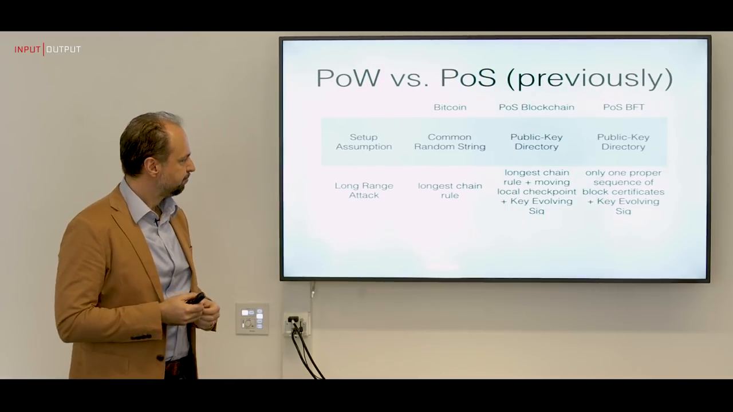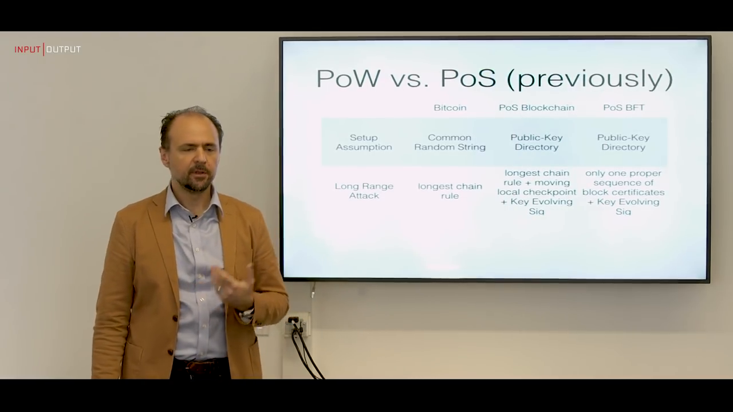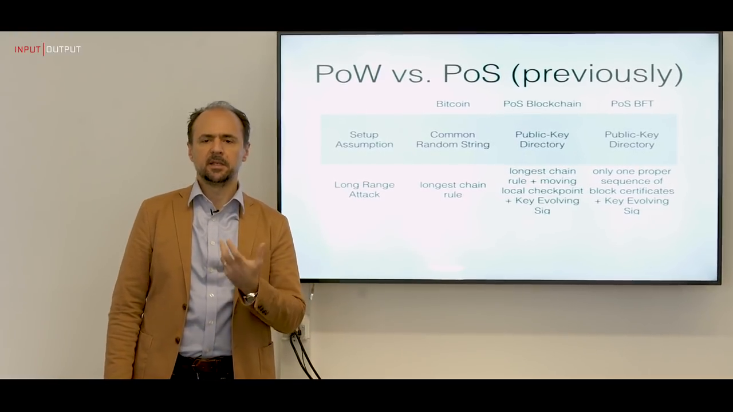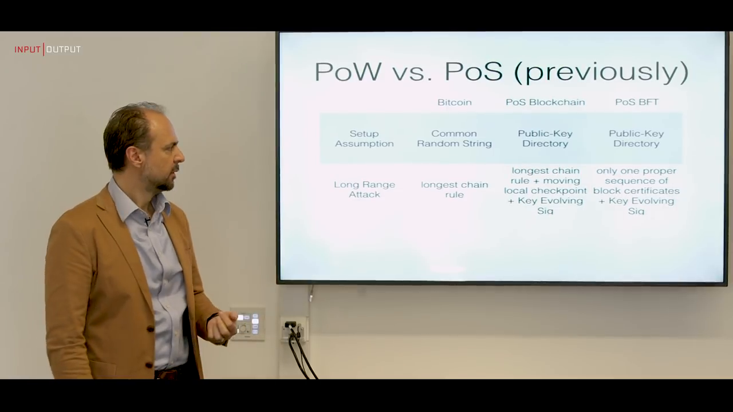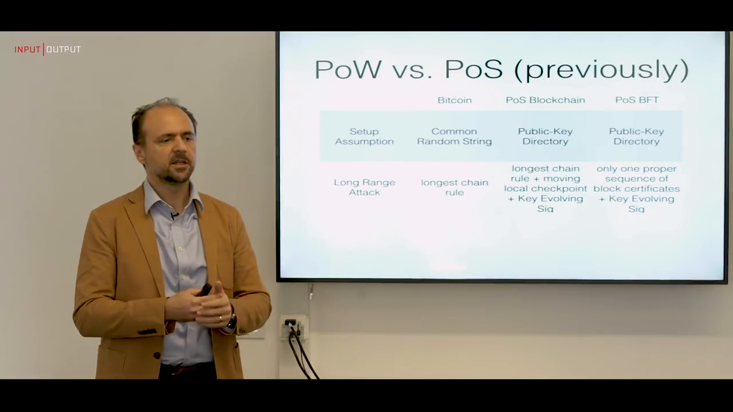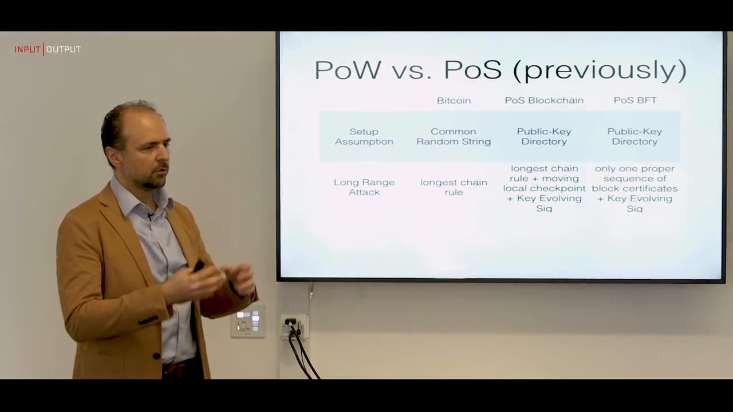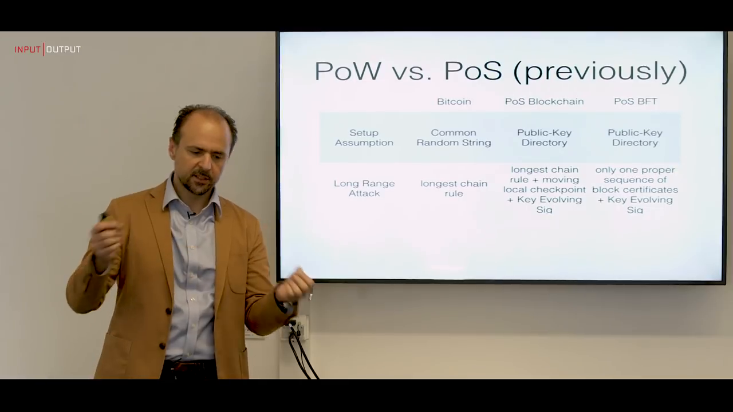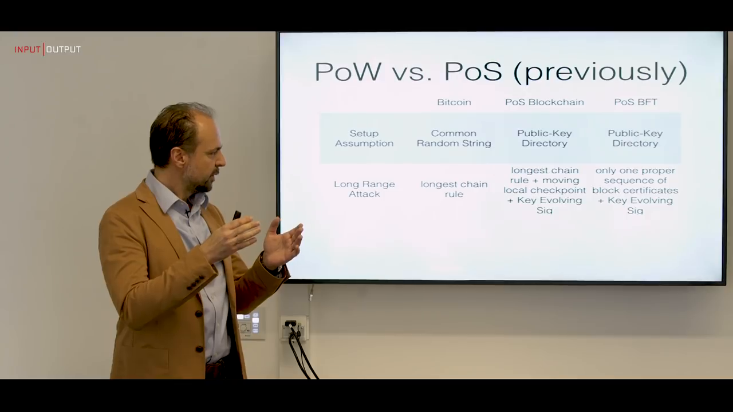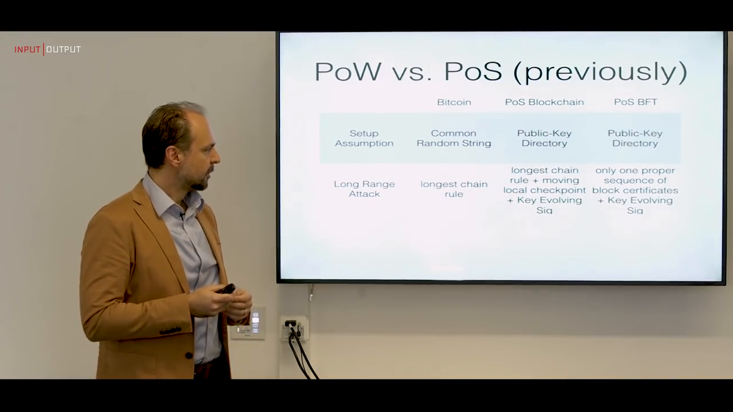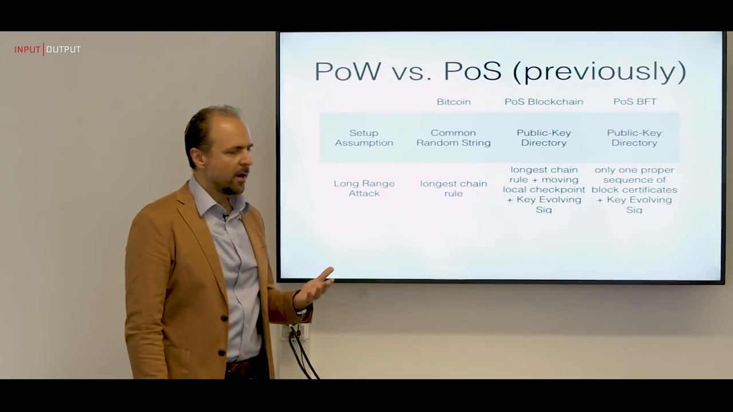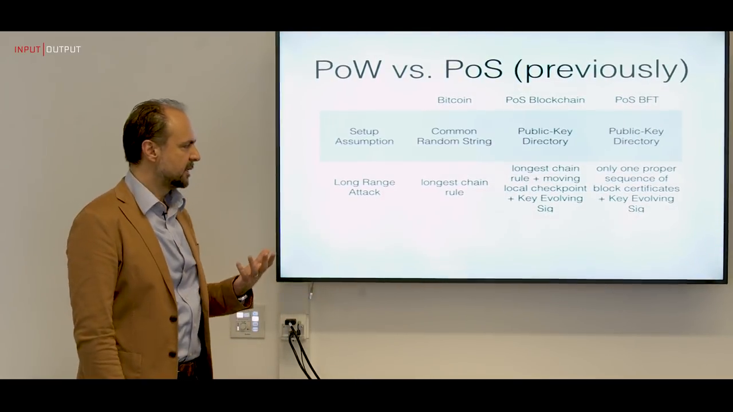Long-range attacks, though, how do they deal with long-range attacks? In the case of Bitcoin and a proof-of-work-based blockchain, the longest chain rule is sufficient for the same reason I told you. Basically, a party that is bootstrapping from Genesis and potentially faces a long-range attack will just follow the blockchain that has the biggest number of blocks or the highest difficulty, and it can be shown that it connects to the right blockchain.